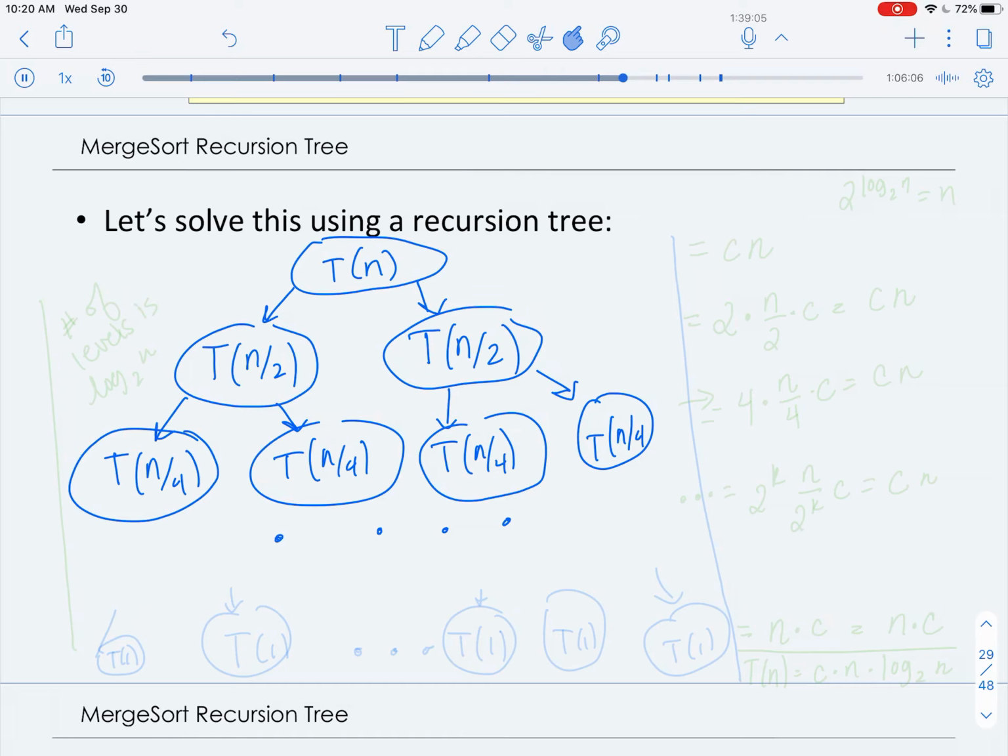We are going to keep on until we get to the layer where we're just making the calls on T(1), which is the base case. There's going to be n of these nodes at the bottom. I'll draw that a little bit more neatly, but you'll see that we're just doing n of these now, hitting the base case.